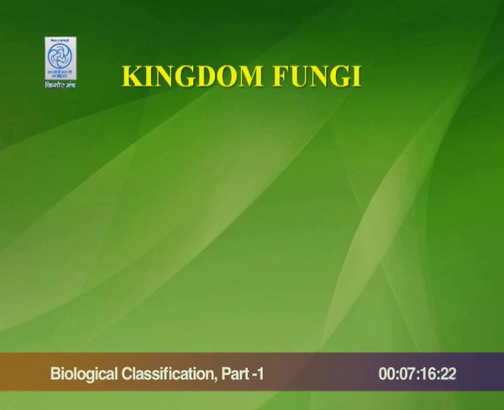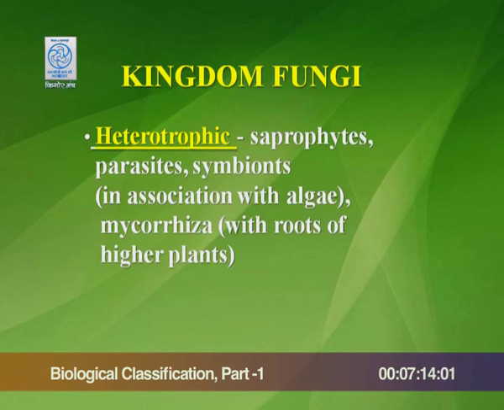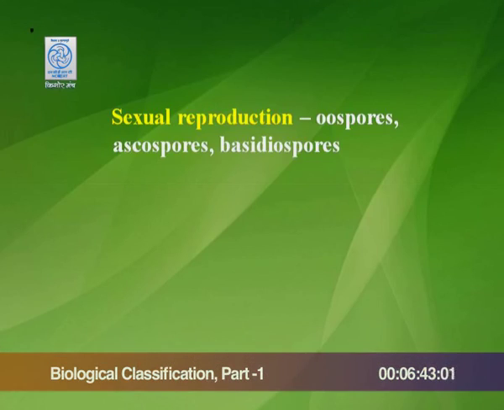Kingdom Fungi. They are heterotrophic. They may be saprophytes, parasites, symbionts when they are found in association with algae, or mycorrhiza when they are found with the roots of higher plants. Reproduction may be by vegetative means, which is by fragmentation, fission and budding. Asexual reproduction may be by spores, conidia, sporangiospores or zoospores. Sexual reproduction is by the oospores, ascospores and basidiospores.